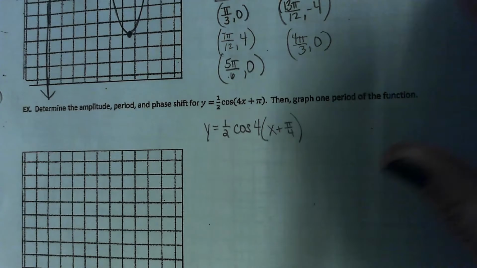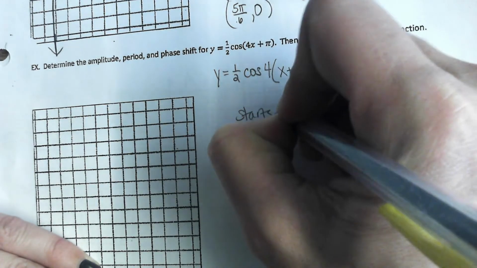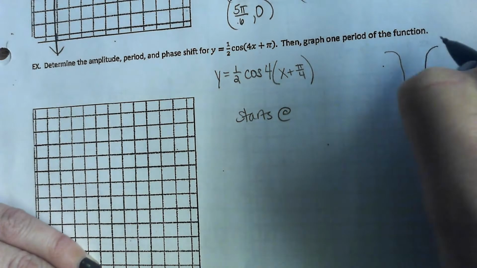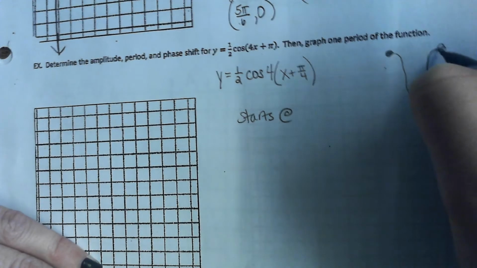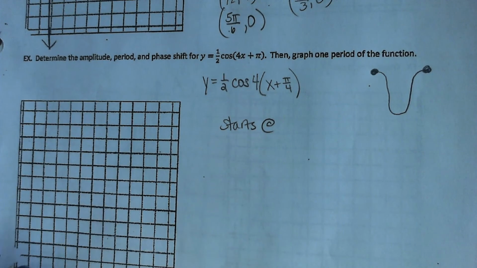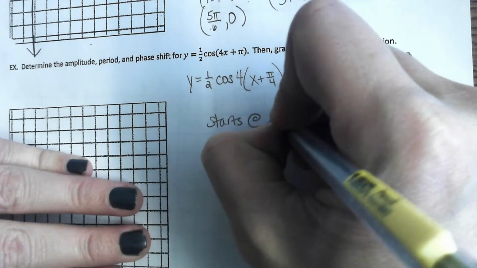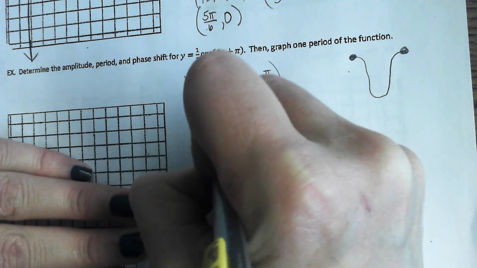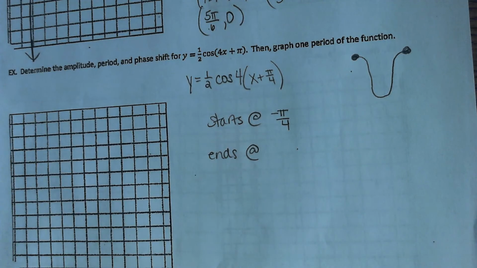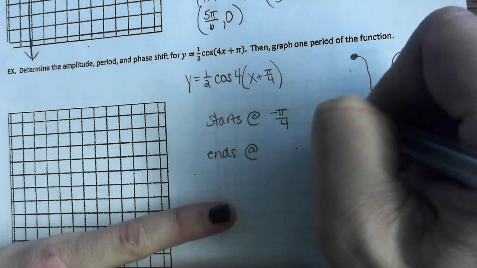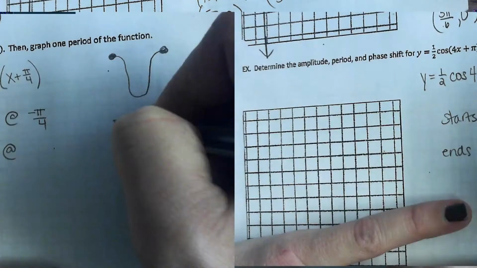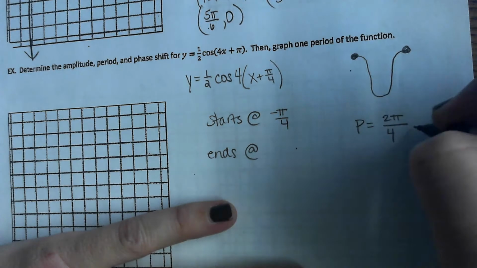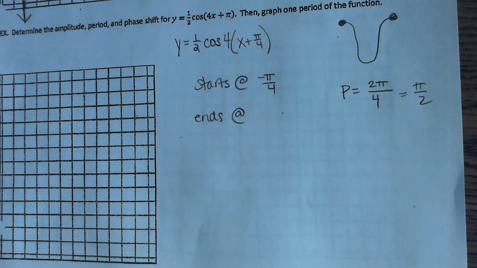So that's that. So our cosine graph looks like this, right? So we want, where's this starting, where is this ending? So it's starting where? Olivia? Negative pi over 4. And it's going to end one full period later, but we have to calculate that. Our period is 2 pi over 4, because b is 4. So our period is pi over 2.